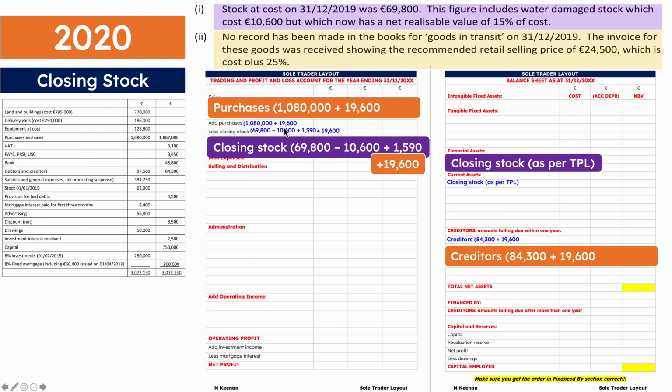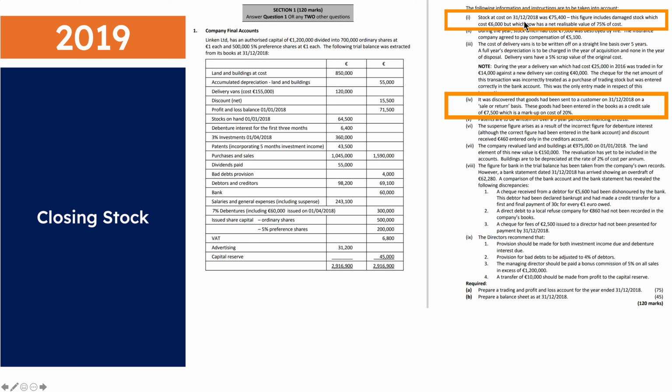Now, 2019. So number 1, stock at cost on 31st of the 12th, 2018 was 75,400. This figure includes damaged stock, which cost €6,000, but which now has a net realisable value of 75% of cost. And number 4, it was discovered that goods had been sent to a customer on the 31st of the 12th, 2018 on a sale or return basis. These goods had been entered in the books as a credit sale of 7,500, which is a markup on cost of 20%. Okay, so let's get going.